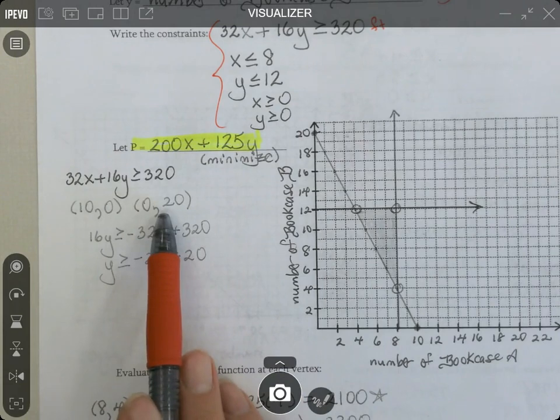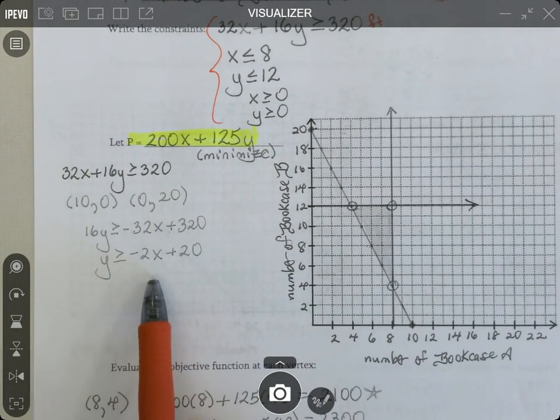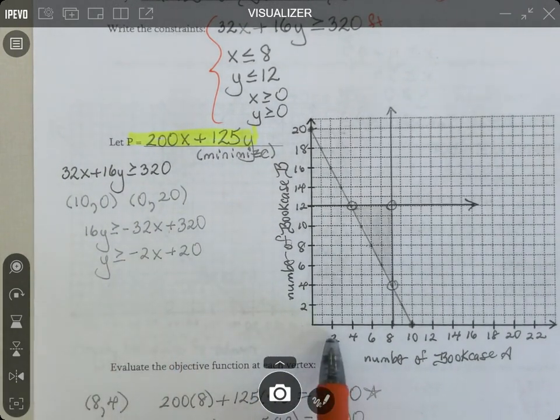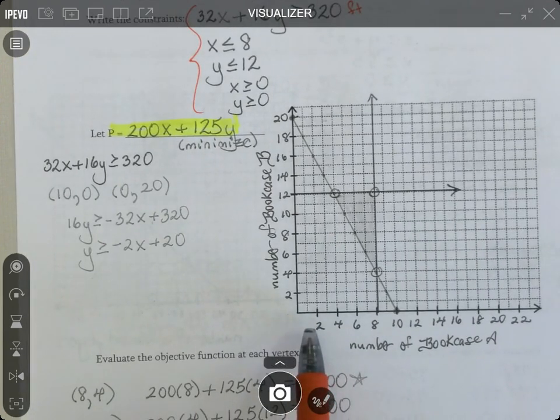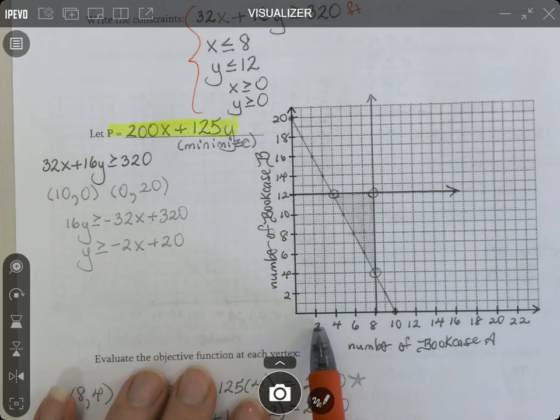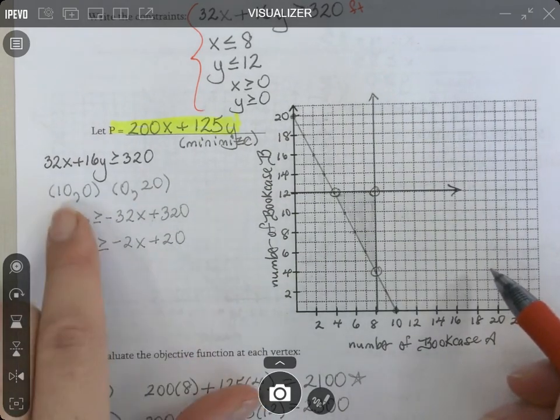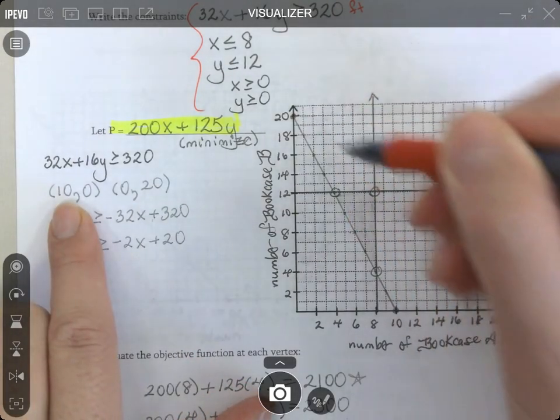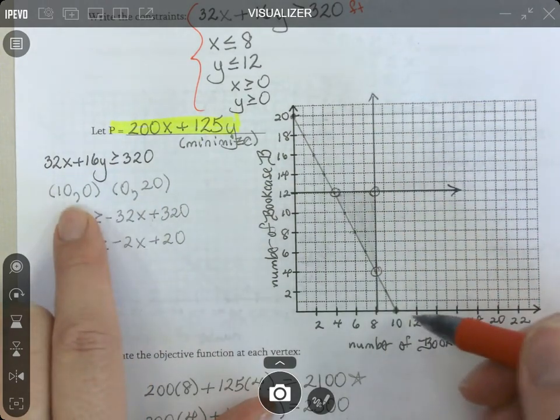Here are the x and y intercepts. Here's your y equals mx plus b. Now, I counted by ones. This is a graph where if you count by 5s or 10s, your graph's going to be so little. So I counted by ones and showed every 2. Each block is 1 unit, but I showed every 2 on the tick marks. I have labeled it bookcase A, and the number of bookcase B. You see that I have my line starting at 0, 20 and down here to 10, 0.